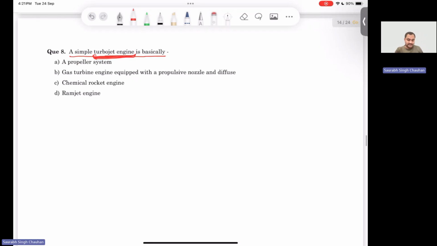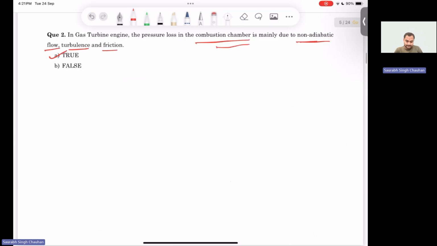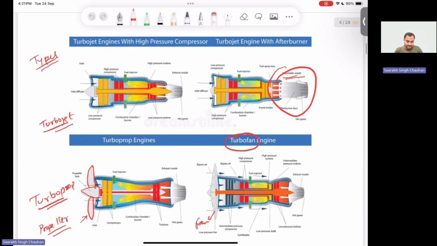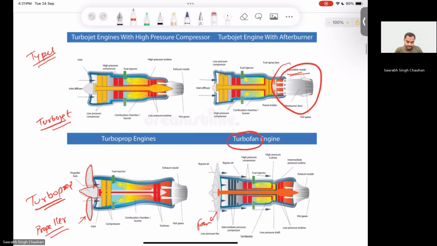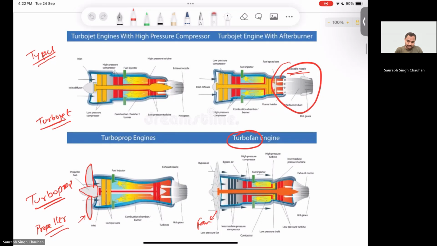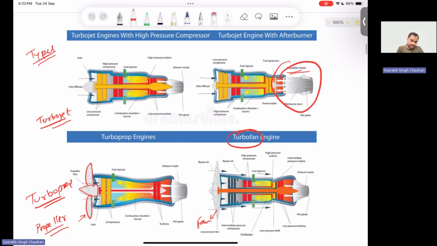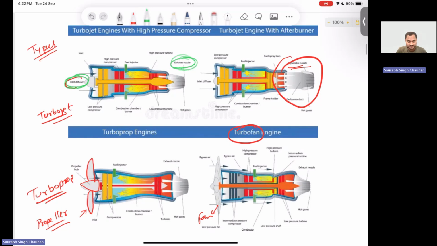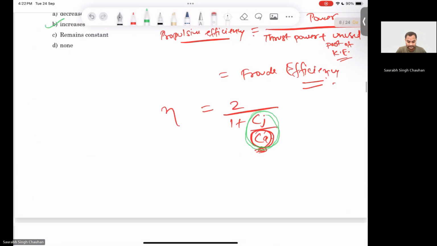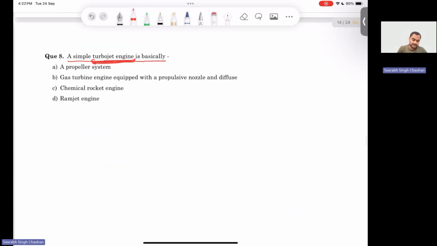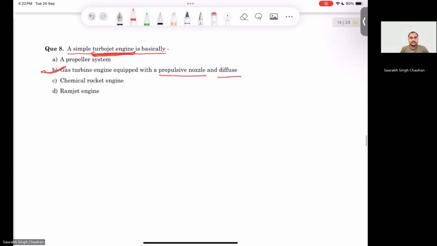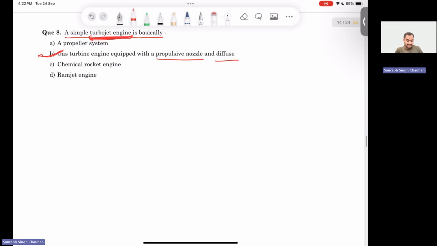So we have seen this turbojet engine in some previous question. We had a diagram. Okay, so here is the turbojet engine. So here we have the diffuser, inlet, and then we have a nozzle. Okay, so this is our propulsive nozzle. So this is a turbojet engine. So a turbojet engine basically is a gas turbine engine which is equipped with a propulsive nozzle and a diffuser. This was question number 8, and we will move to the next question.